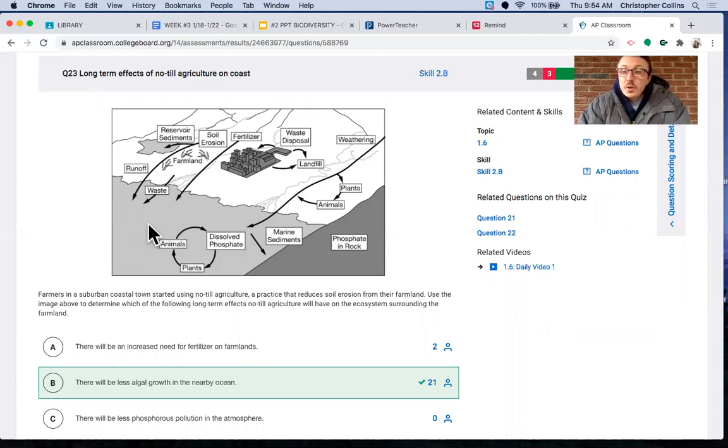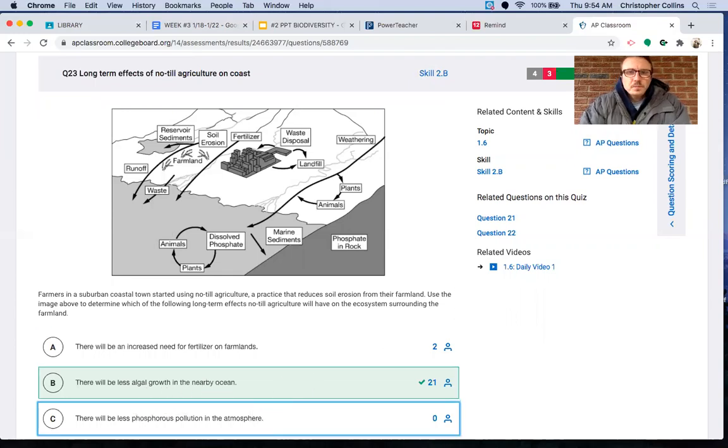You're going to experience quite a few algal blooms. But since they are no longer using tilling practices, no-till, they've reduced soil erosion. So there's less runoff, there's less waste, less fertilizer ending up in the water, and so we would see a decrease in algal growth. So that's the correct answer right there.